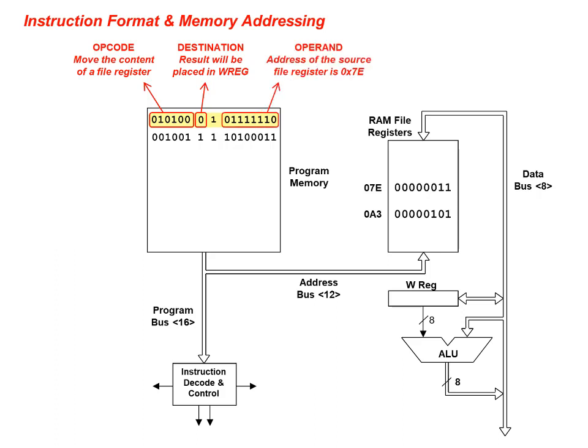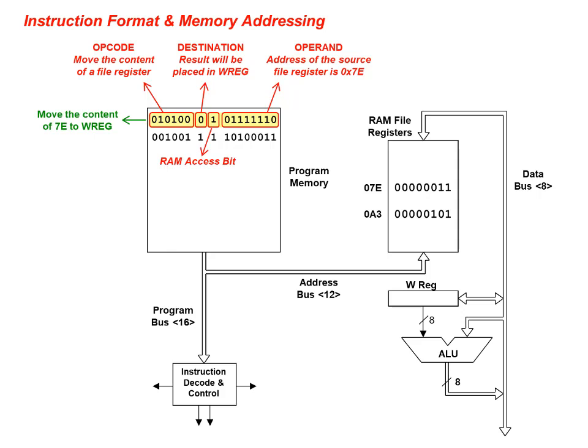The least significant byte of this instruction is called the operand of the instruction. It specifies the address of the source register. For this particular program, the operand is 01111110, or 70, in hexadecimal. The opcode and operand together tell the control unit to move the content of file register 70 to the working register.